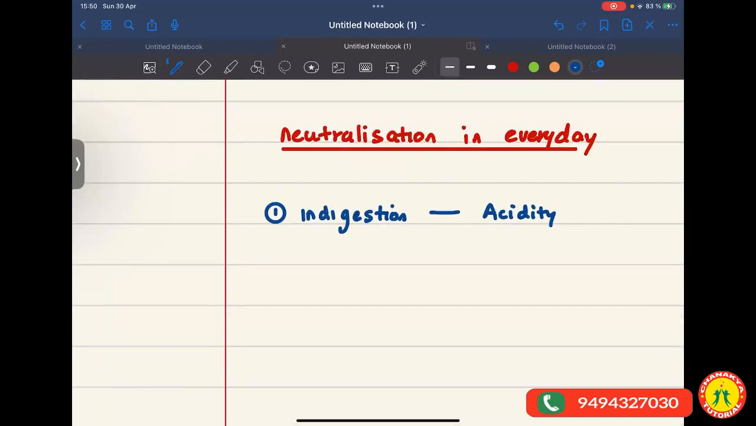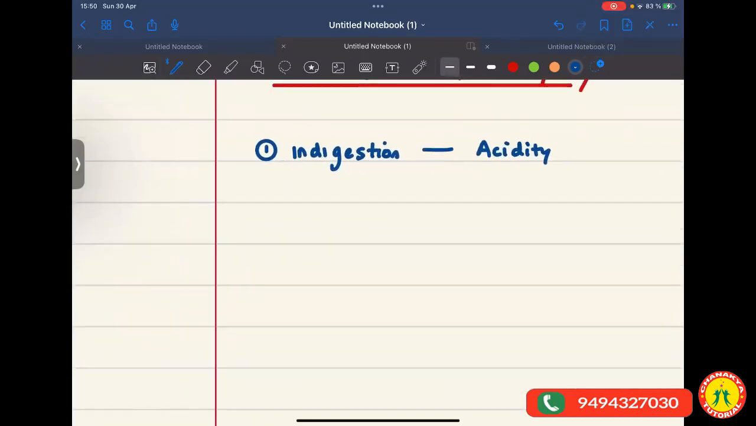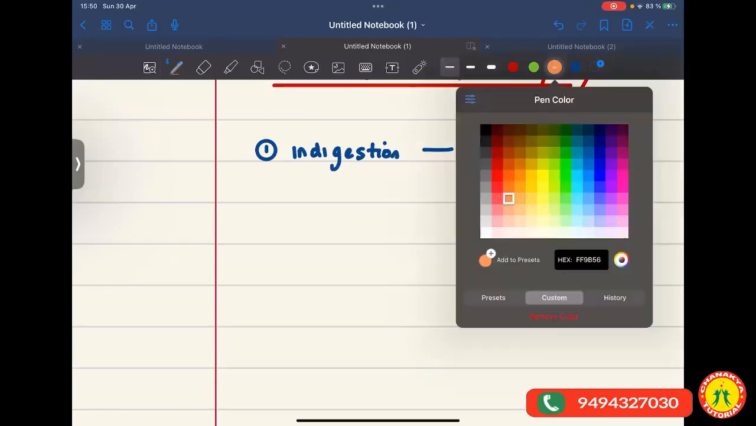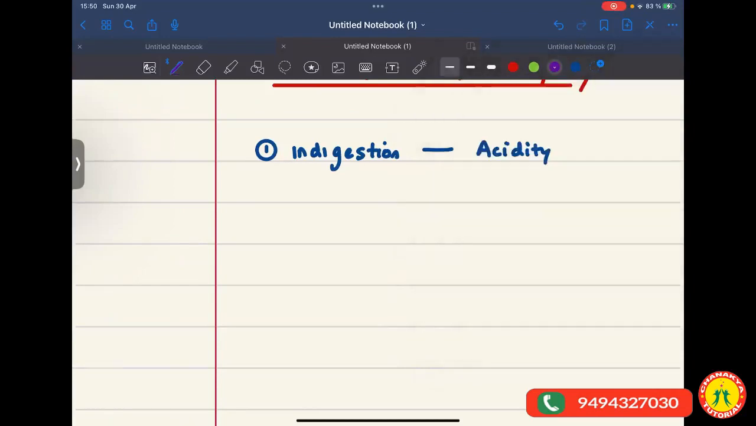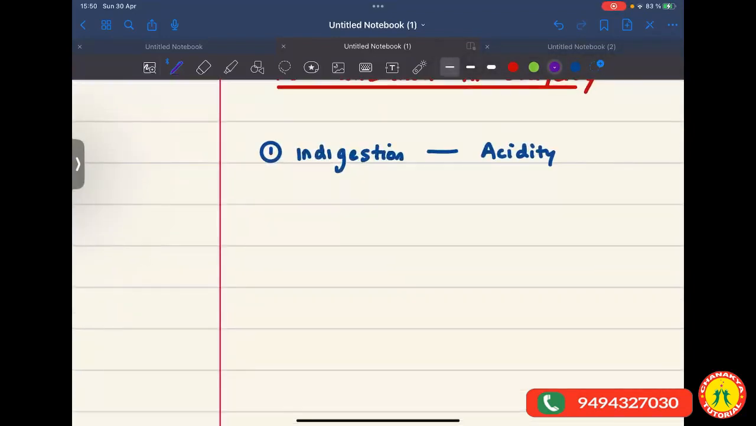Definitely heard this term somewhere. What is it? Ma'am, the increase of acid in our stomach. Very good. It's basically the increase of acid in your stomach. This is when you either eat food after a very long time or you don't eat food at all. So what happens, all this acid starts accumulating or piling up in your stomach.